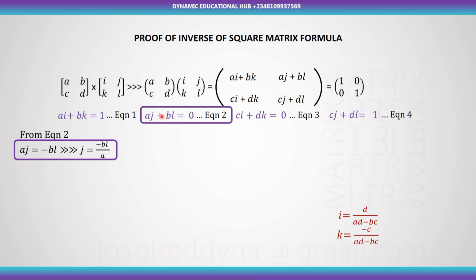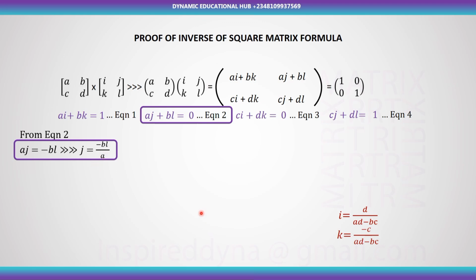Equation 2 is right here. Now let's try and make J the subject of the formula. To do that, you are going to bring this BL to the other side. So that is why we have AJ is equal to minus BL here. Then you divide both sides by A to make J the subject of the formula. Don't forget the goal: I, J, K, L in terms of A, B, C, D. So J is equal to minus BL over A.